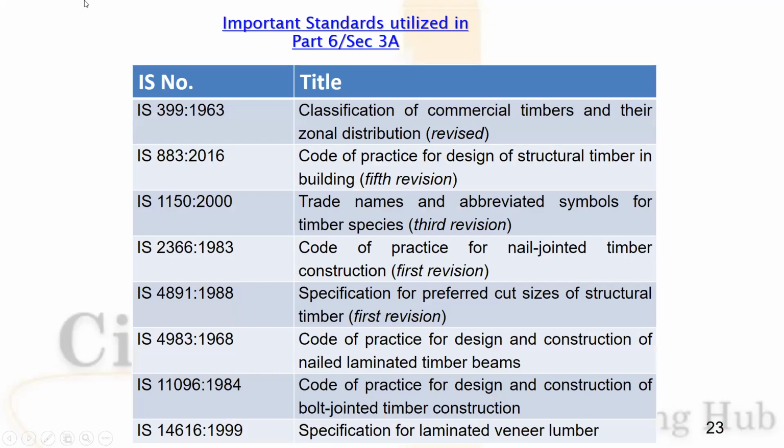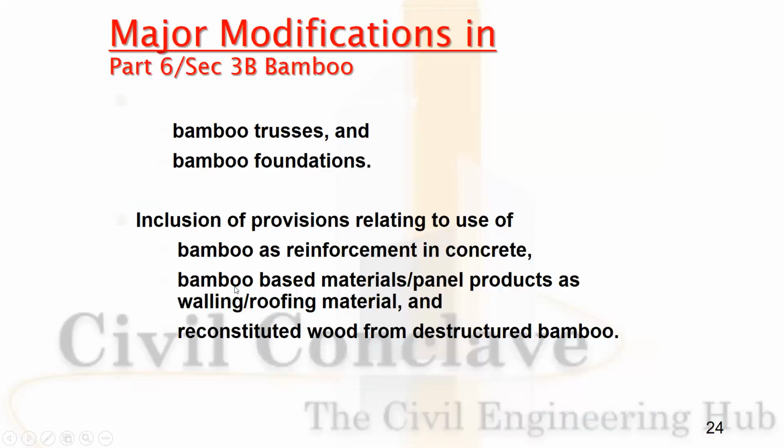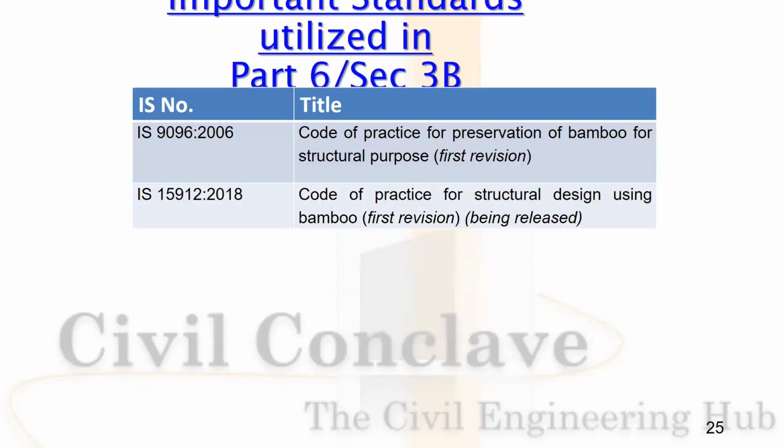Some of the codes in this timber section will be 399, 883, 1150, 2366, 4891, 4983, 11096, 14616. In bamboo, trusses and everything, inclusion of provisions relating to the use of bamboo as a reinforcement in concreting has been modified. The reference codes for the same will be IS 9096 and IS 15912.